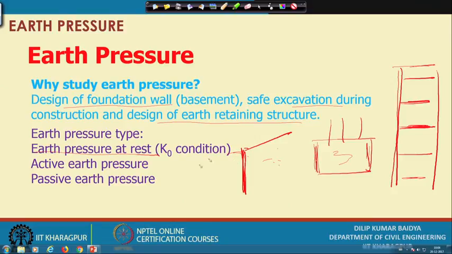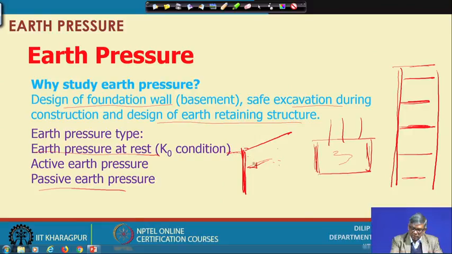So, wall movement will take place, and based on that wall movement we have another two types of pressure. One is called active earth pressure, another is called passive earth pressure. Active earth pressure is what? When the wall moves away from the backfill, suppose it is moving in this direction, whatever pressure acts on it is the active earth pressure. And suppose the wall moves in this direction, then the pressure on it because of the soil is the passive earth pressure.